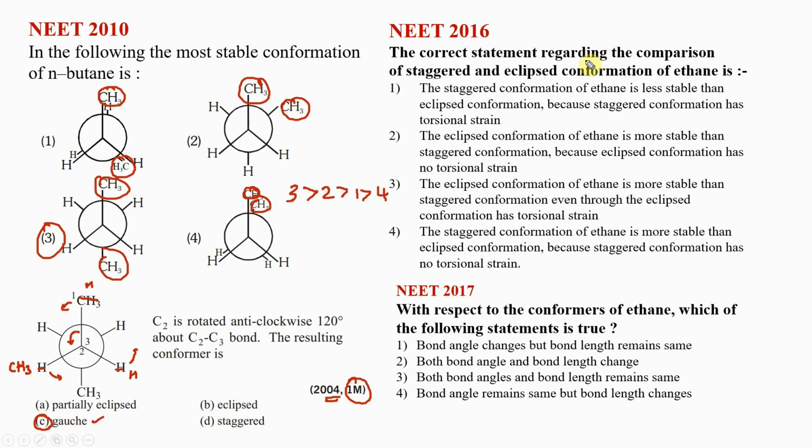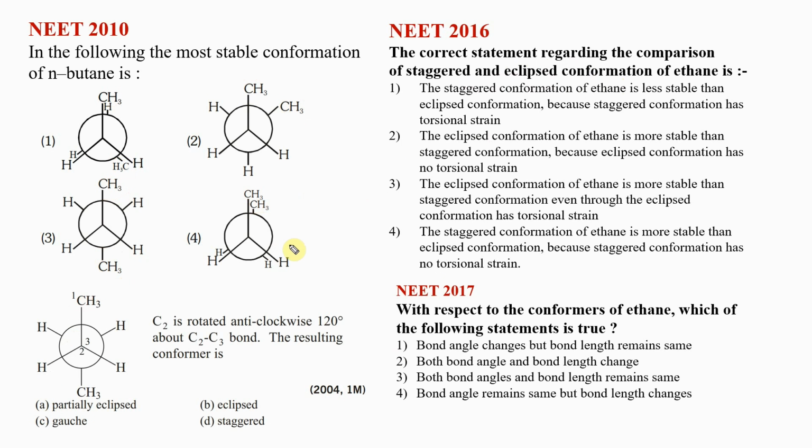2016. The correct statement regarding the comparison of staggered and eclipsed conformation of ethane. What is the first thing you want to do? Always, it's not easy to visualize things. So first thing you want to do is take your time, draw this. Doesn't matter whether you answer a tough question or an easy question in NEET, it's still 4 points. So I would treat it as an important question and do it.